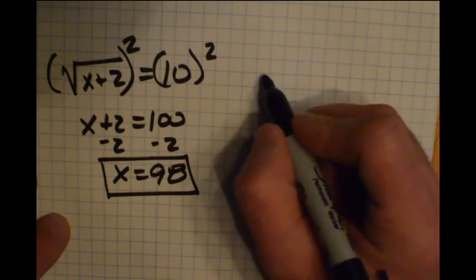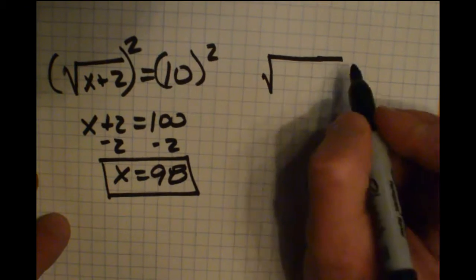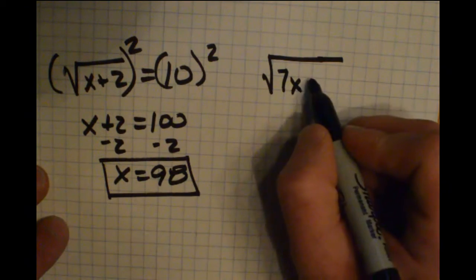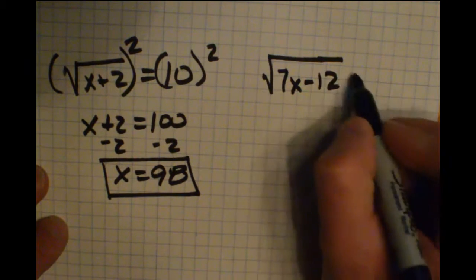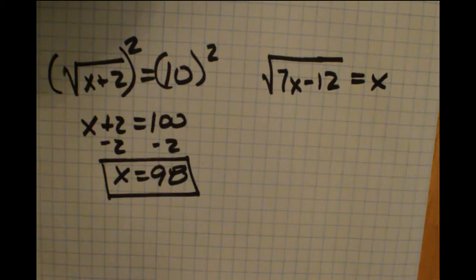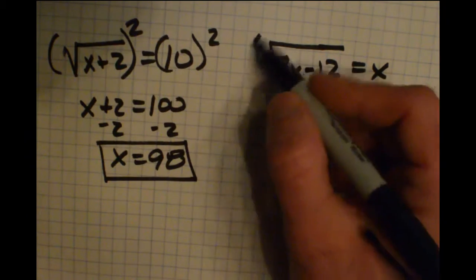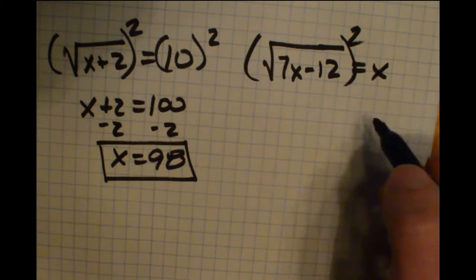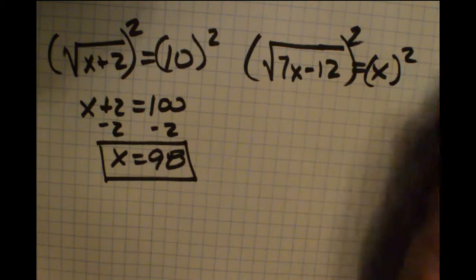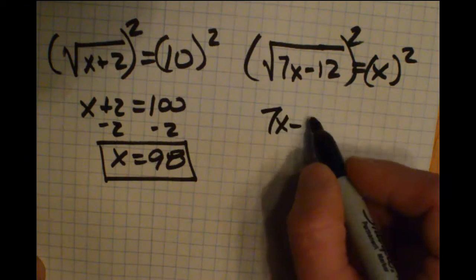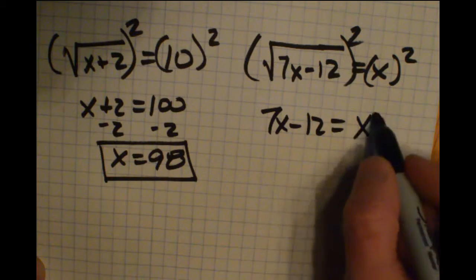I want to say we have the square root of 7x minus 12 is equal to x. We can solve this with the same basic method. I want to get rid of that square root, so I'm going to square that side, and I need to do the same thing to the other side, so I'm going to square that as well. That's going to give me 7x minus 12 is equal to x squared.